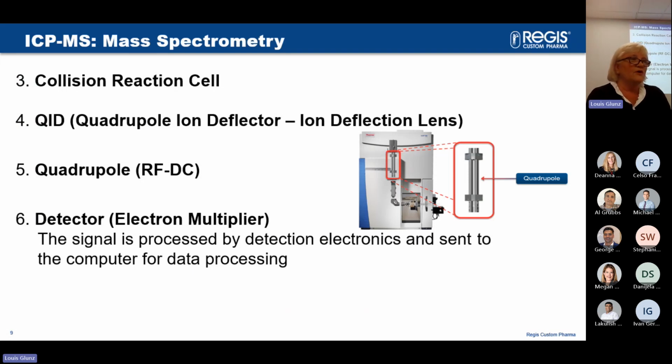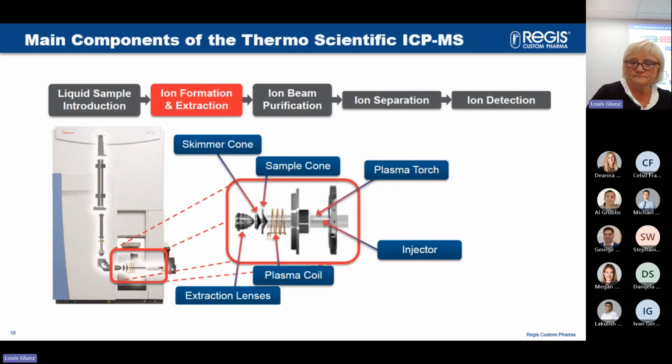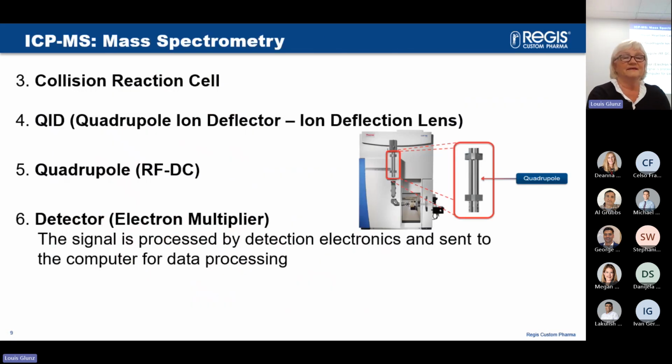At the given ratio of radio frequency and direct current, only ions with a very specific mass to charge ratio will pass through the entire quadrupole and will create a signal that will be measured. And next, the positively charged ions will move on to the detector, also known as the electron multiplier in ICP-MS. The detector signal will be processed by the detection electronics and sent to the computer for data processing.